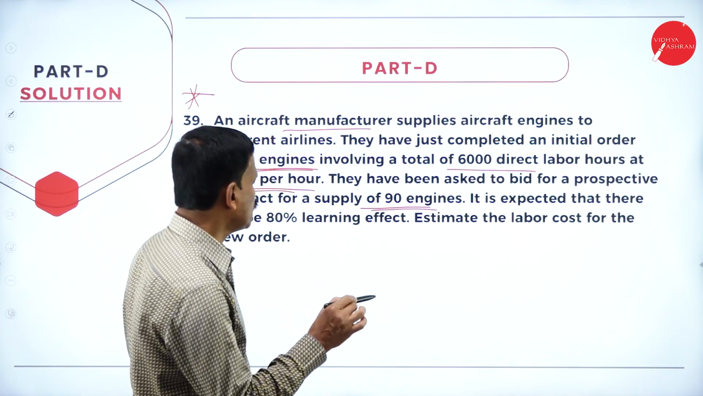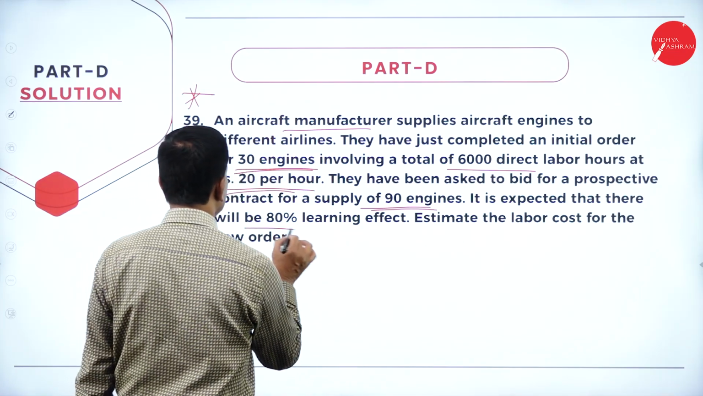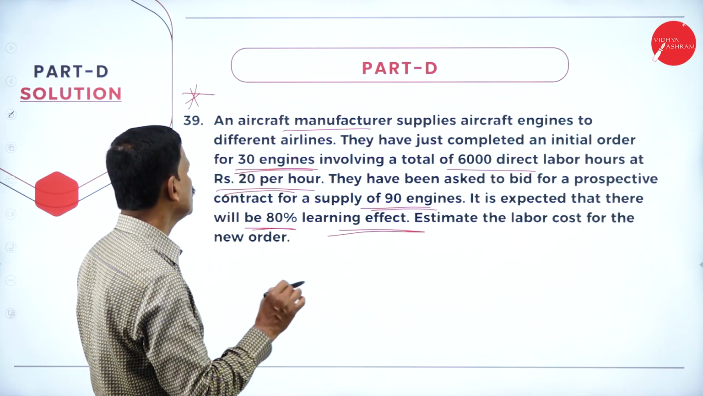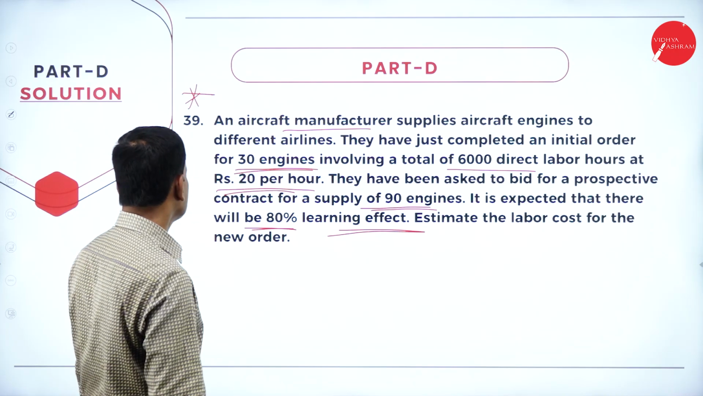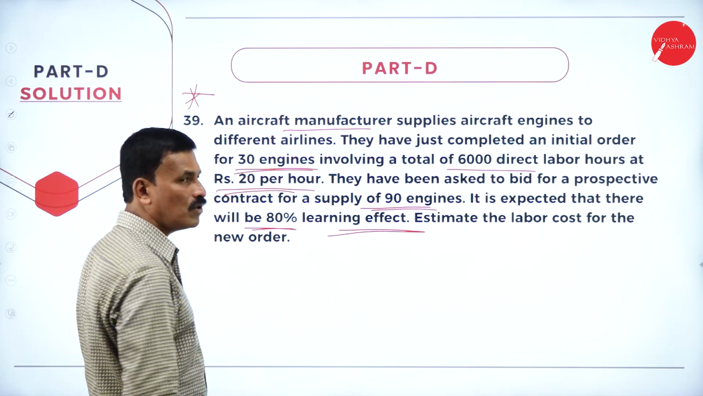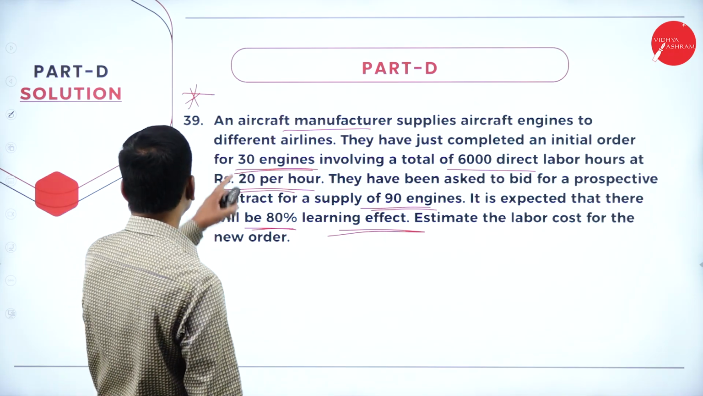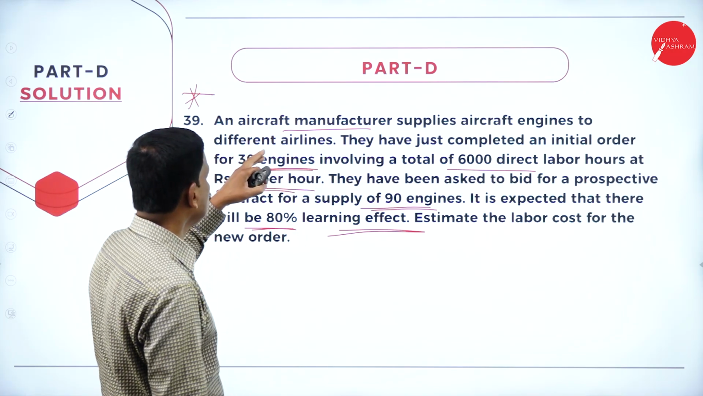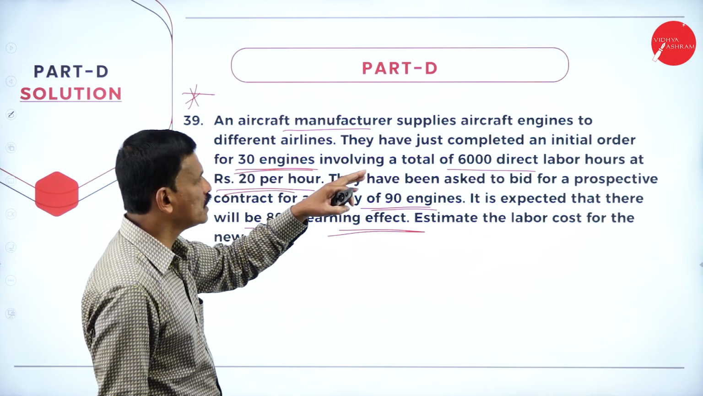It is expected that there will be an 80% learning effect. Estimate the labor cost for the new order. Very simple. Here, an aircraft manufacturer supplies aircraft engines to different airlines. They have just completed an initial order.